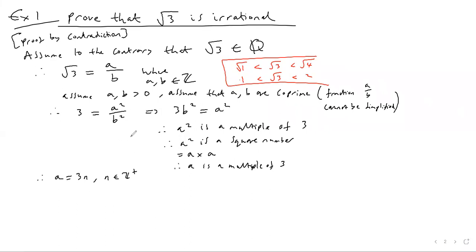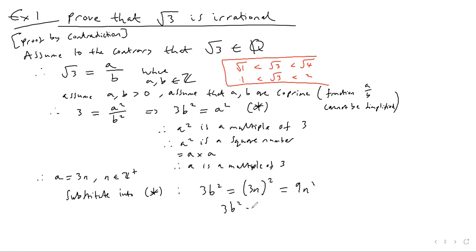Now we're just going to plug this into our formula up here. I'll call this star there. So substitute our result into star. So if we do that, we get 3b squared equals a squared, which is going to be 3n all squared, which is equal to 9n squared. So we've got 3b squared is equal to 9n squared. We're going to divide both sides by 3. So we get b squared equals 3n squared.